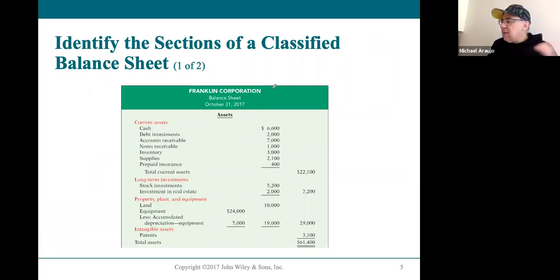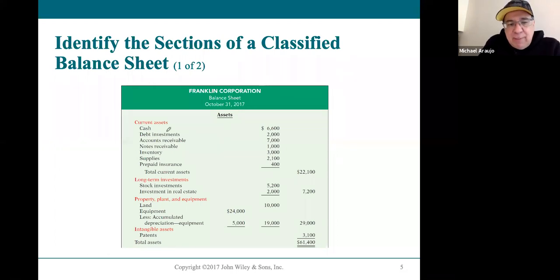Franklin Company, this is good. I think this is on page 47 in your book, if you have your book. This is a very good example to have when you're doing your homework, because it literally provides you with an order of how these assets are going to list up on the balance sheet. And the order becomes important on a balance sheet.